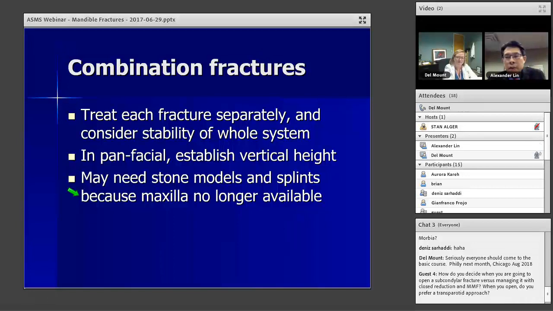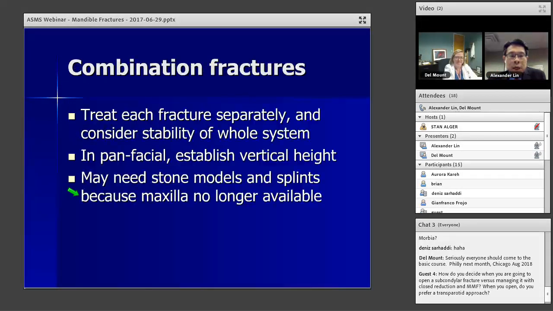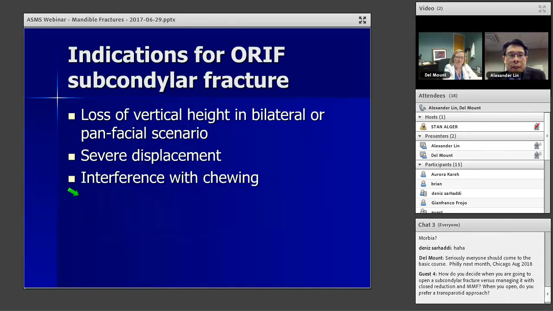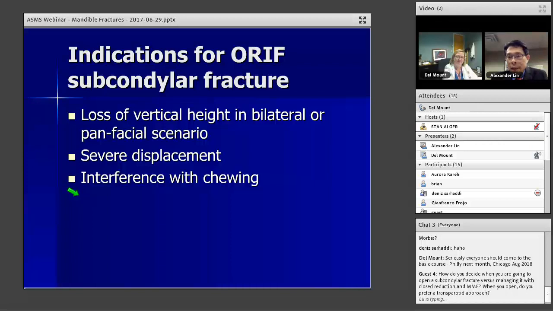But I think most of us feel that the risk of opening and facial nerve injury, the risk-benefit ratio, is unclear. And so we do try to limit this, in my practice at least, and Dr. Mount may chime in because it is a controversial subject. Really, it's about loss of vertical height. So in the bilateral scenario, I would do it. We sometimes see that in a panfacial, but it's open anyway, so the facial nerve is already at risk. But it could be an isolated bilateral.